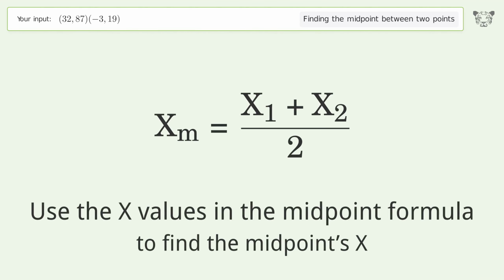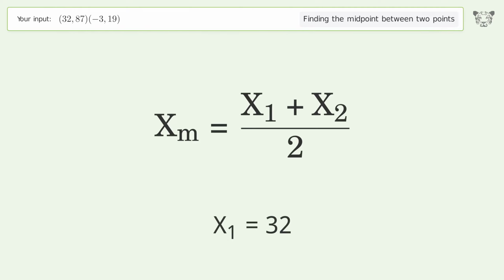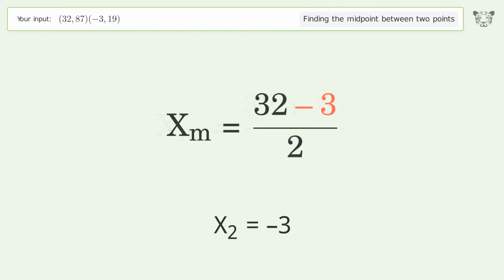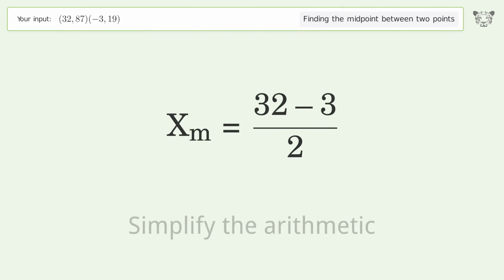Use the x values in the midpoint formula to find the midpoint's x. x1 equals 32. x2 equals -3. Simplify the arithmetic.